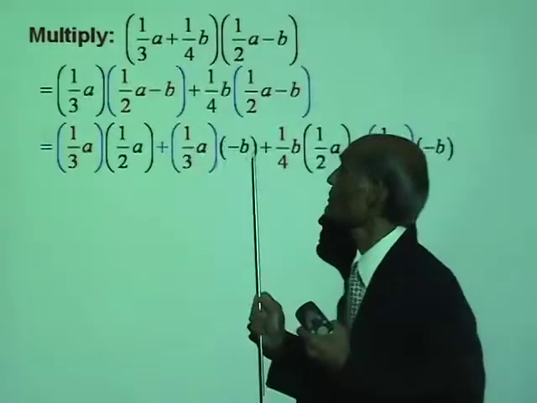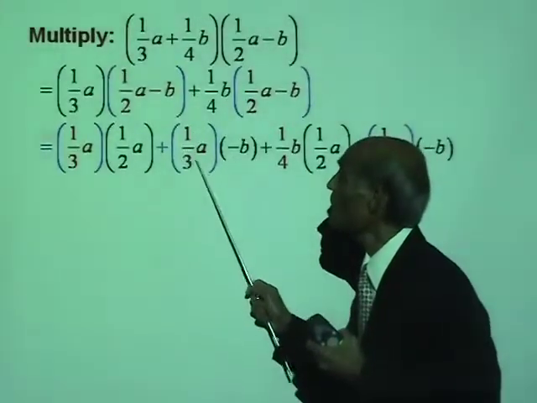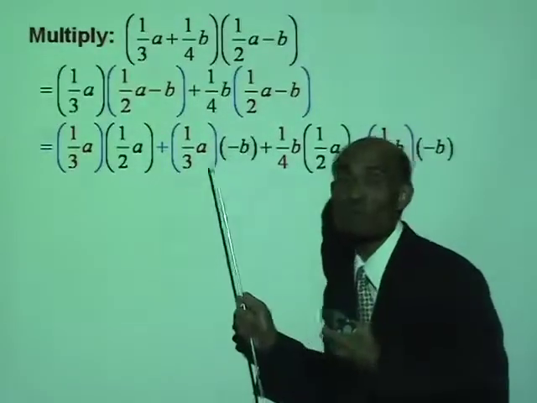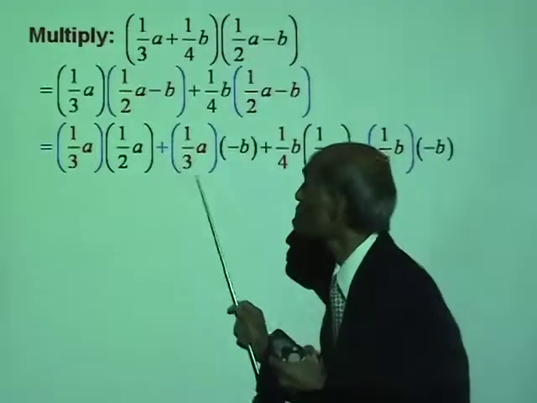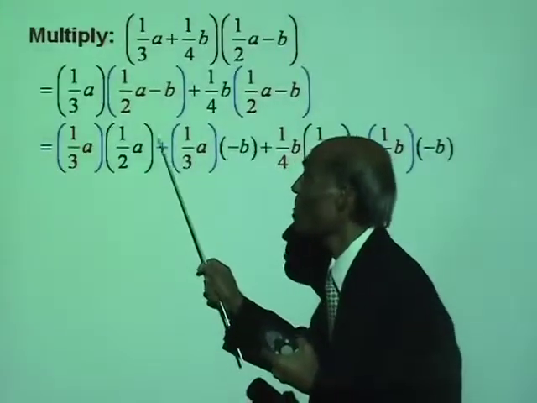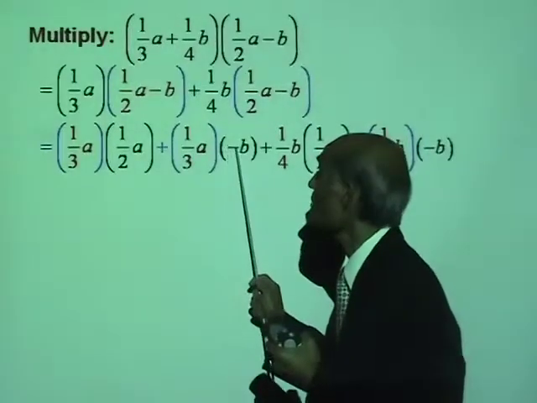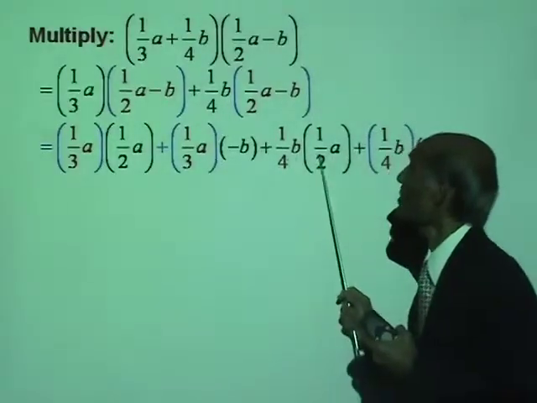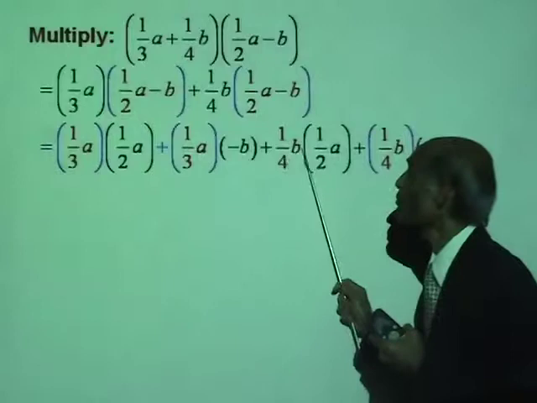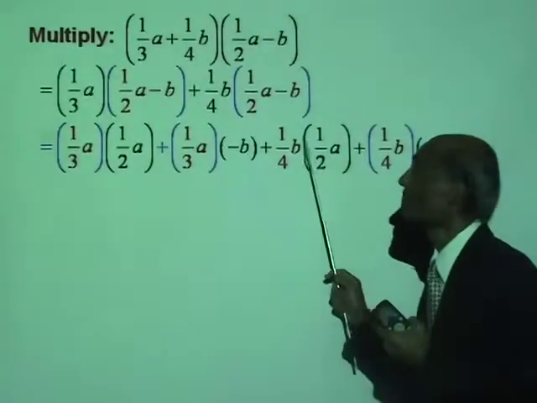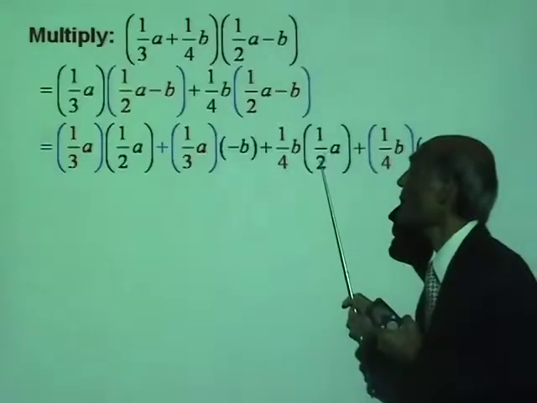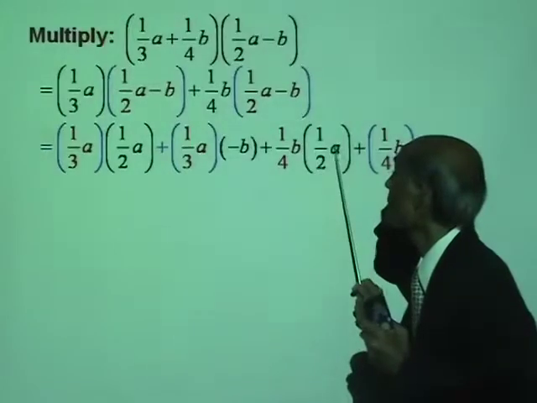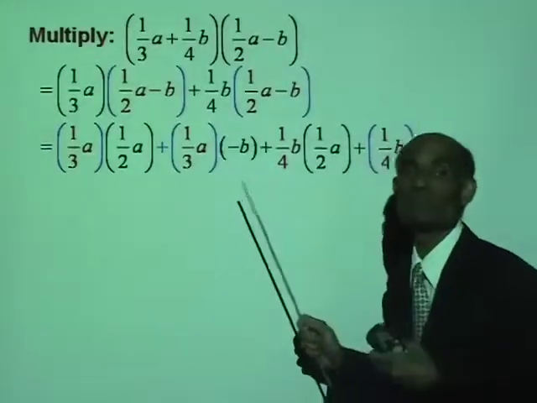Alright, let's talk about each of those. Here you have only a single number 1/3, and a multiplied by negative b will be negative ab. So this term becomes minus. See, the positive will become minus because of the negative sign. Minus 1/3 ab. What is 1/4 multiplied by 1/2? 1/4 multiplied by 1/2 is 1/8. And b multiplied by a is ab.